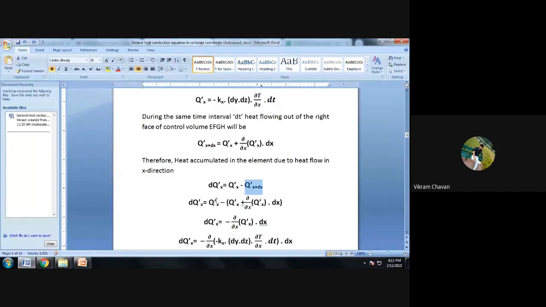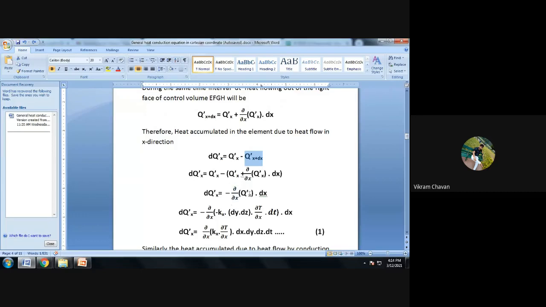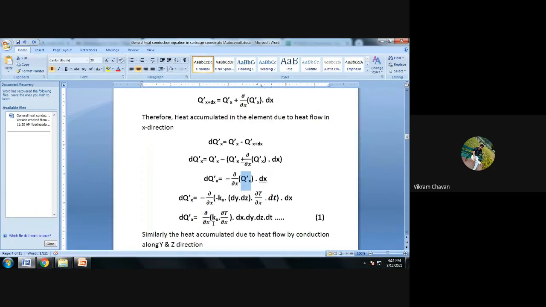So further we have put up the equation for q dash suffix x plus dx. We have done the subtraction, q dash x minus q dash x will be cancelled, and we will get negative dabba of dabba x of q dash suffix x multiplied by dx. Further we have introduced the equation for q dash suffix x, and we'll get this equation. In that equation the minus sign will be cancelled and it will be plus once again. So dq dash x will be equal to dabba of dabba x into bracket K suffix x multiplied by dabba T divided by dabba x, bracket complete, multiplied by dx dy dz multiplied by dt.